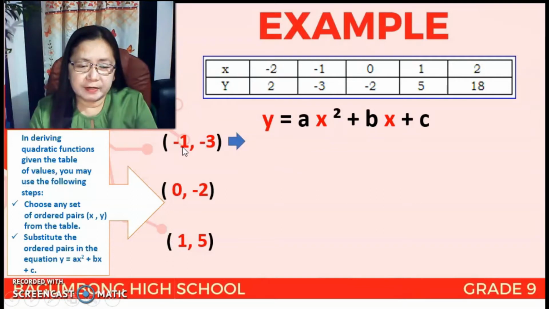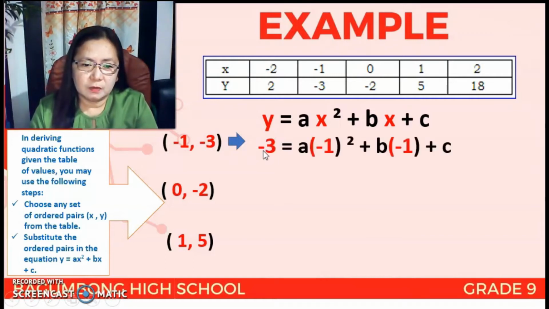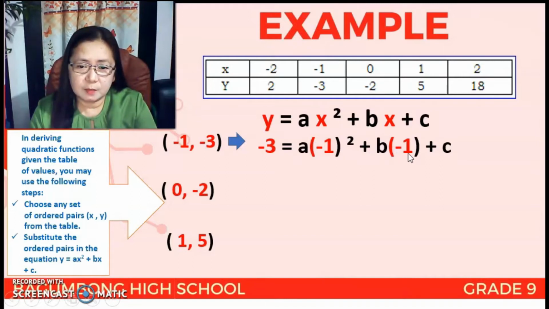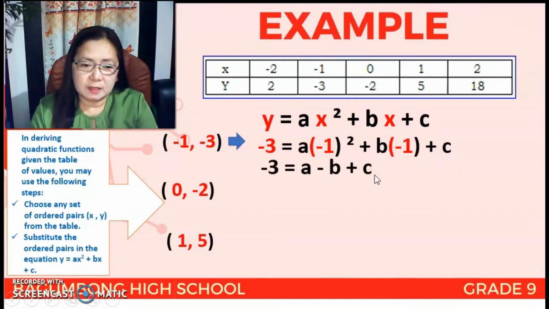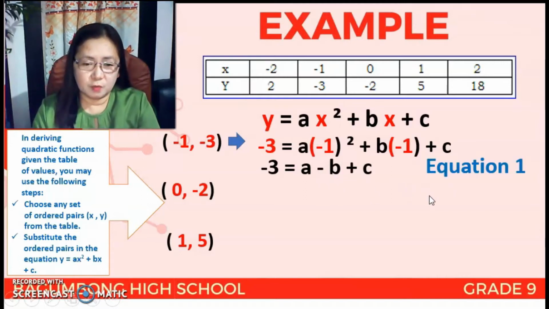For the first ordered pair, negative 1, negative 3, the replacement for y is negative 3, and the replacement for x is negative 1. So by substitution, we have negative 3 is equal to a times negative 1 squared plus b times negative 1 plus c. Simplify, negative 3 is equal to a minus b plus c, since negative 1 squared is positive 1 times a is equal to a, and b times negative 1 is negative b. So this will be our equation 1.